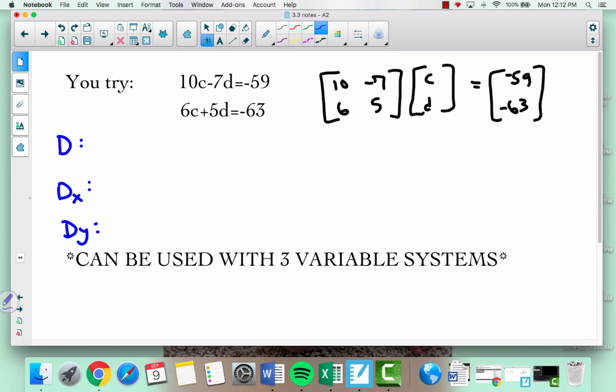And this same method could be used with 3 variables as well. So I'm only showing you 2 variable examples, but the 3 variables is the same exact thing, just with a 3 by 3 instead of a 2 by 2. So if you have questions on how to do that in class, of course, make sure you ask me and we can work through one together.